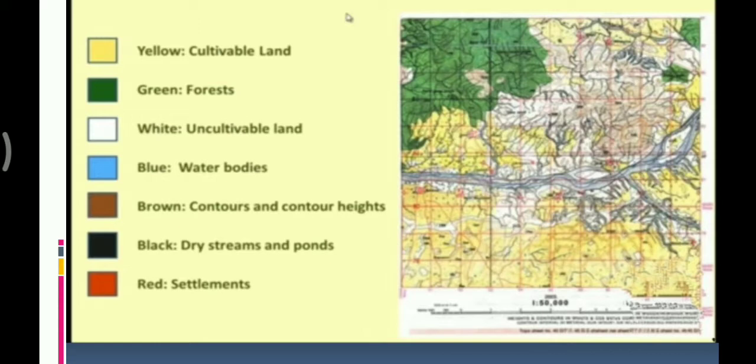Brown color is for contour and contour heights and sandy features. For black color, it is dry stream and pond. We will discuss it further when we go through the topographical sheet. And red color is for settlement. We also discuss different types of settlement and drainage pattern.